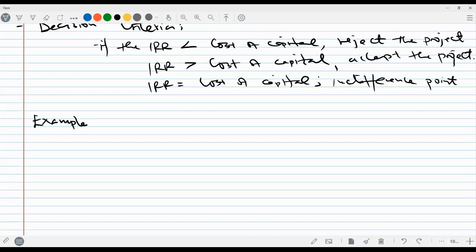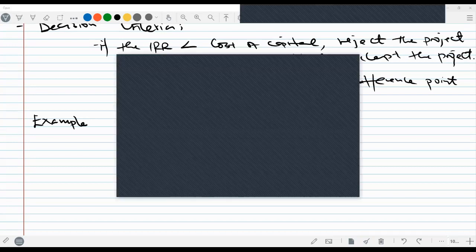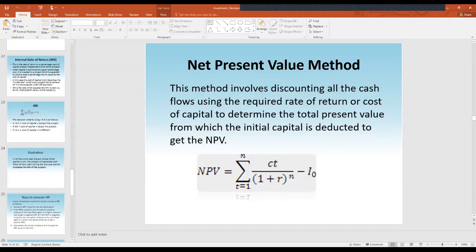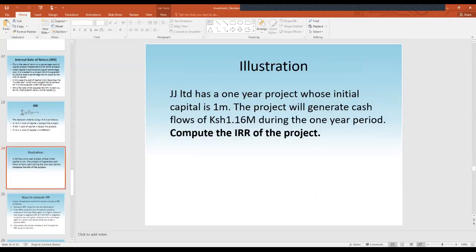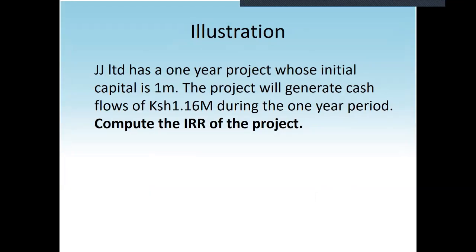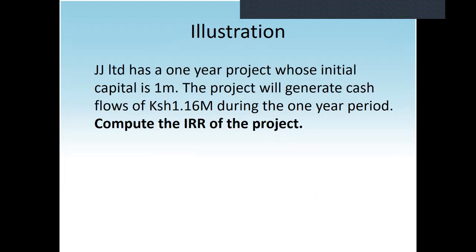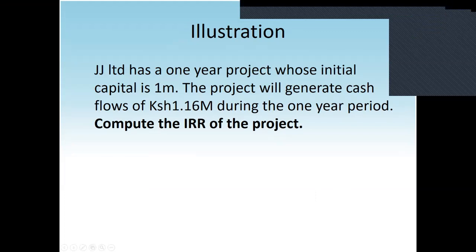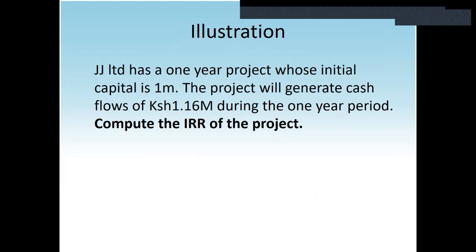Actually, I think I have it in my slides, so let me see whether I can get it. A very simple example here which can help us out. Yeah, here it is. IRR 16%. Okay, how did it come up?